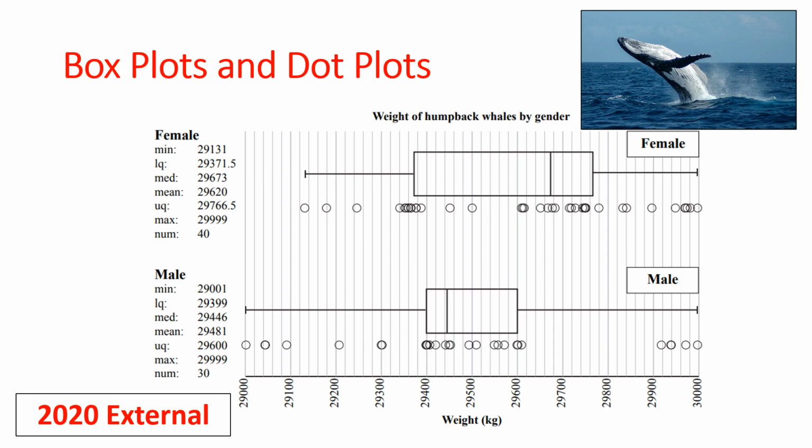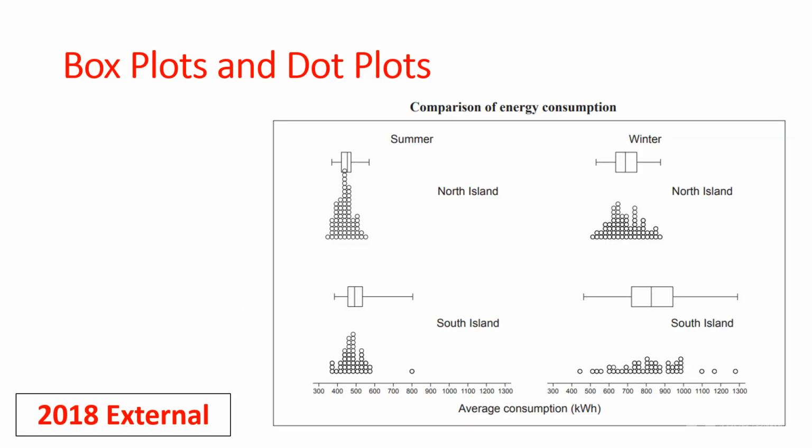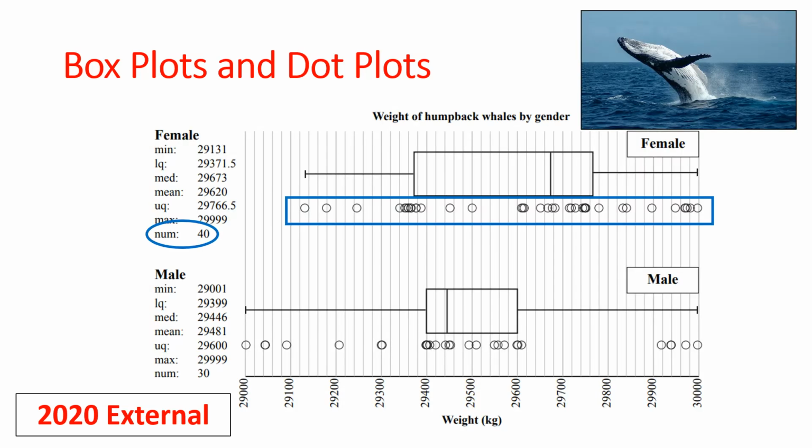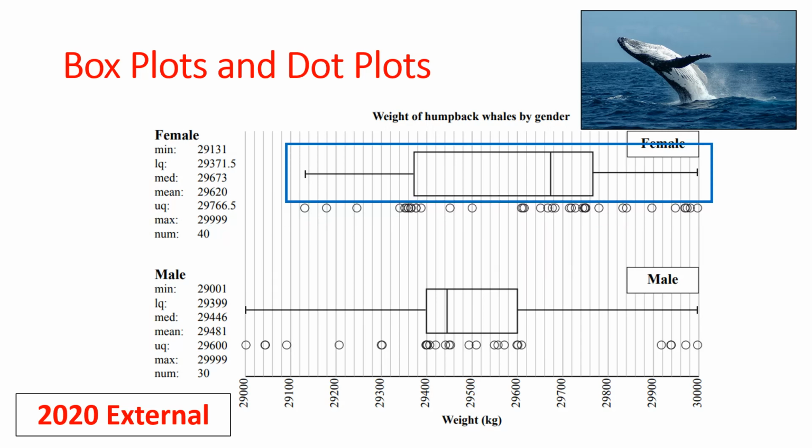This is a 2020 external example, and we're measuring the weight of humpback whales, and we've broken it into the two gender types. In the 2018 exam, there were 4 box plots, but thankfully we only got 2 for this example. All right, so we have 40 female whales in our sample, and each dot represents one of the 40 whales, and above it we have the box and whisker graph, or the box plot.